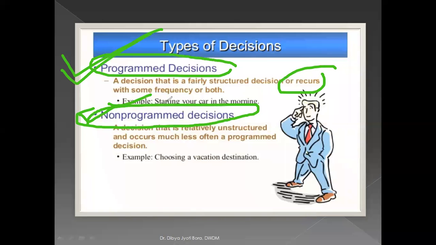Program decisions are those decisions which are recurring or repeating in nature. For example, to start a car, you already know the process, you know how to start the engine. So it is not needed to employ a high level of thinking or a high level of analysis. You know these things. So that is a program decision. But what is a non-program decision?